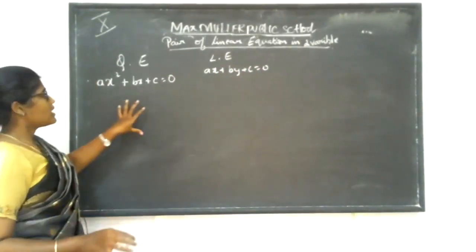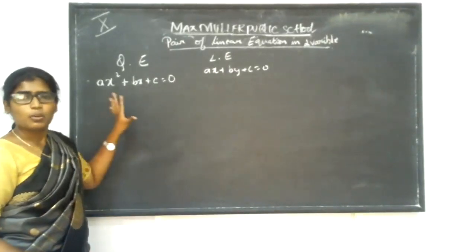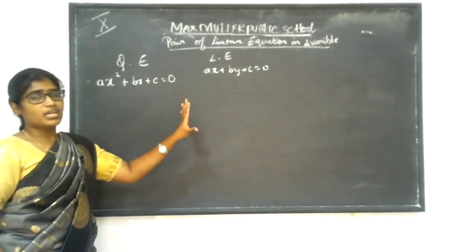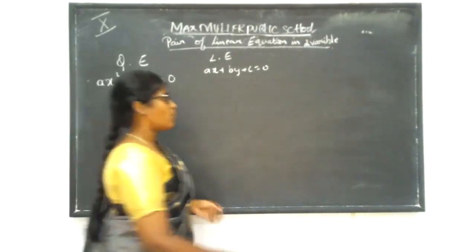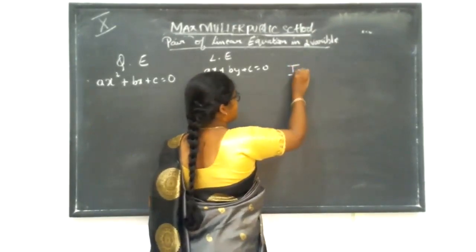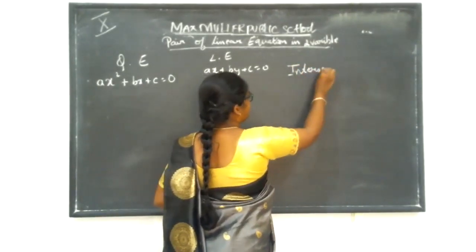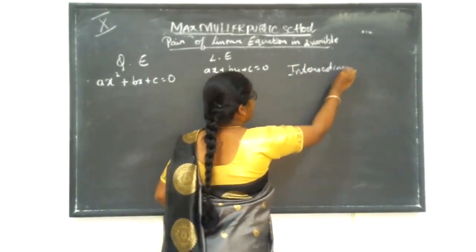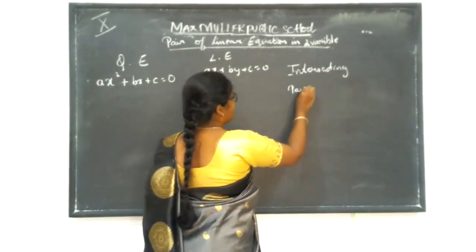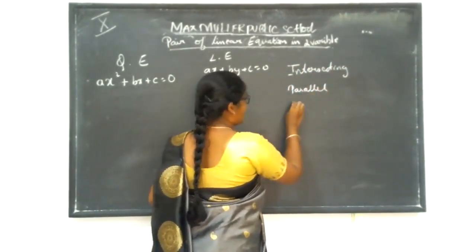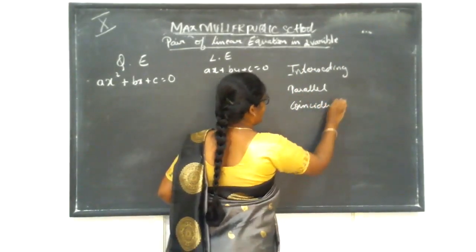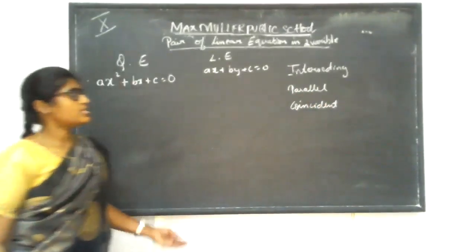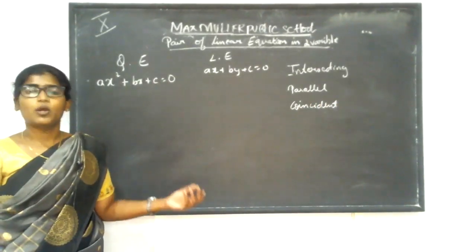Now, in a quadratic equation, you do not have line 1, line 2 or equation 1, equation 2. But in a linear pair of equations, you have lines. There are three types of lines, children. What are the three types of lines? One is intersecting line, parallel line, and another one is coincident line.